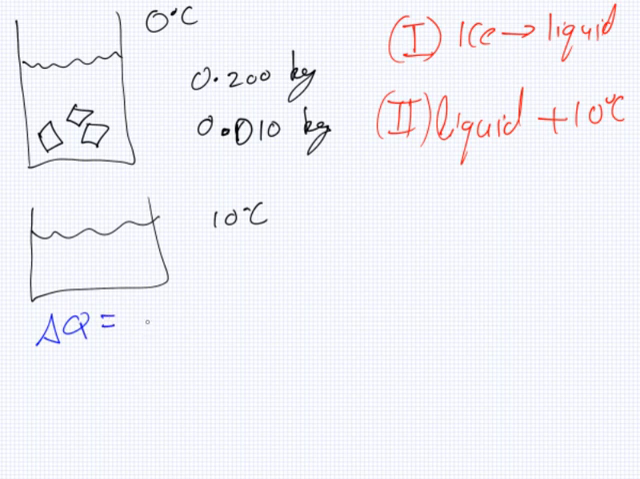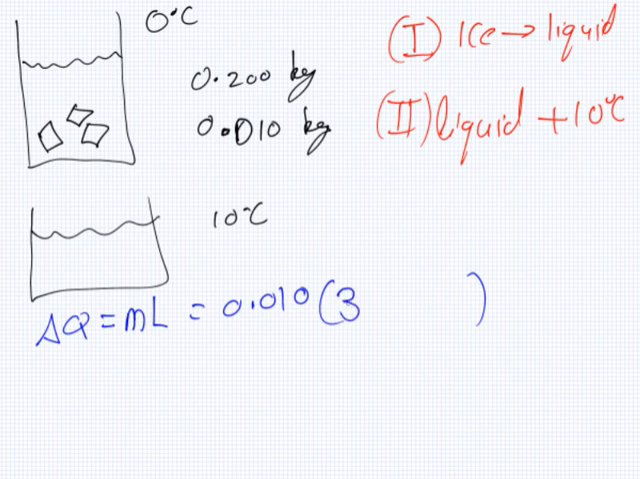What do I need? I need m l, which is 0.01. Now, what was the value for the fusion for ice? 334,000. Okay, so 334,000. Well, this is obvious. 3340 joules.